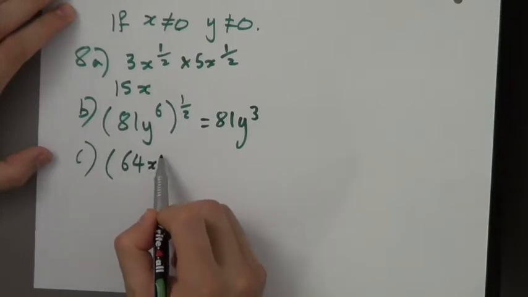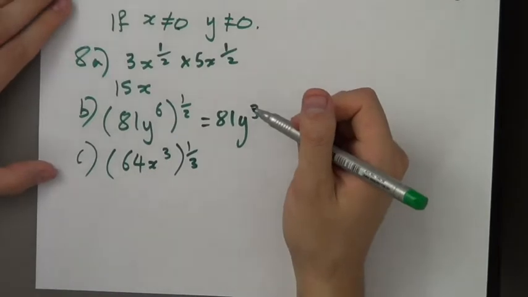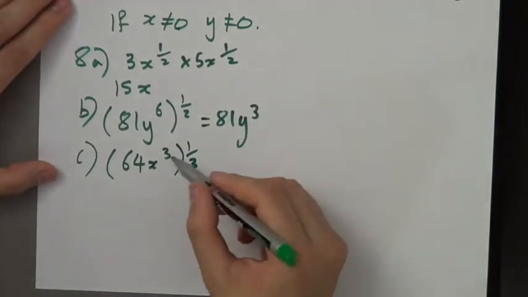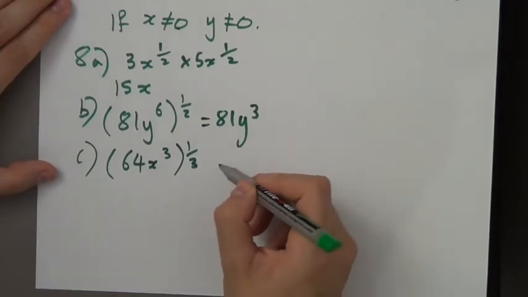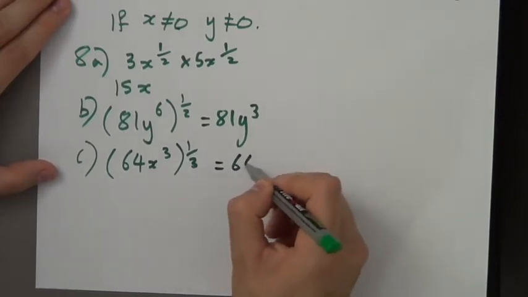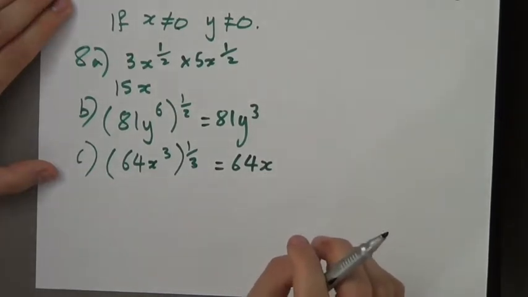C. 64x cubed to the third. Okay. Again, what's 3 times a third? It's 1. So this is 64x. But, hang on. What have I done?